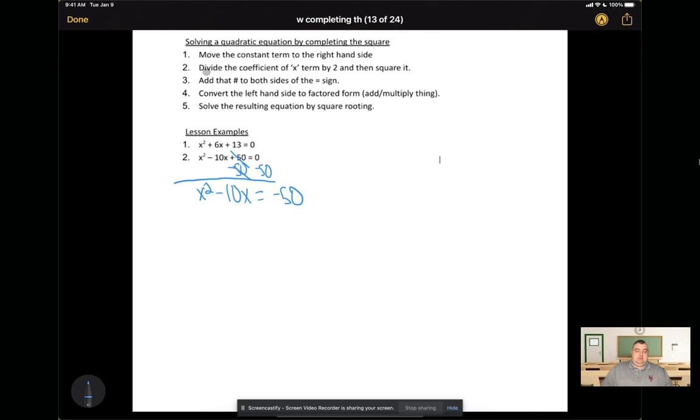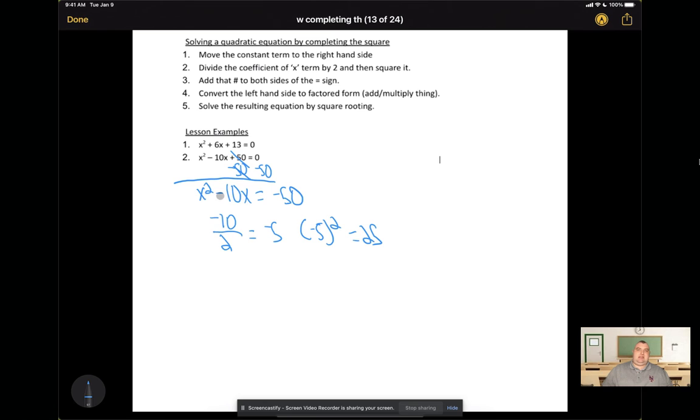Step 2, divide the coefficient of the x term by 2 and then square it. So in this case, what is the coefficient of the x term? That in this case is negative 10. So divide the coefficient of the x term by 2. Negative 10 divided by 2 is negative 5. And then square it. Well, what's negative 5 squared? Negative 5 squared is negative 5 times negative 5, so positive 25. Remember, when I square a negative, I get a positive.